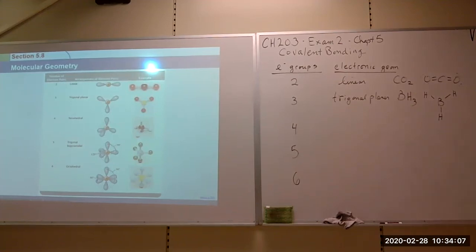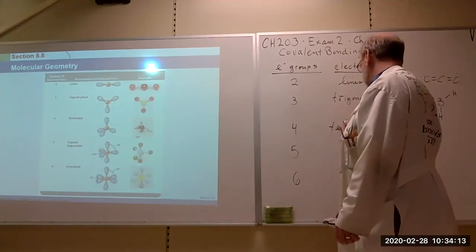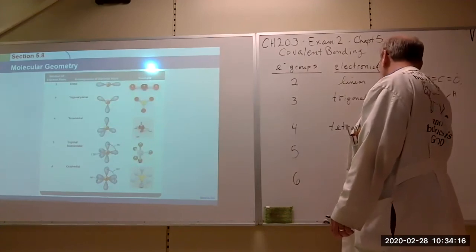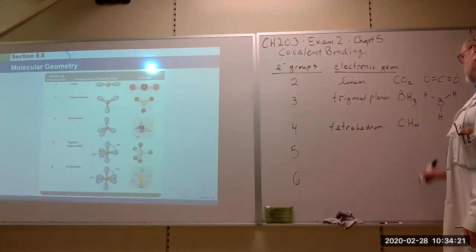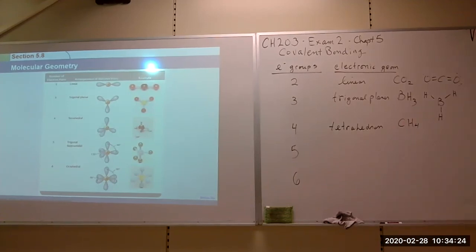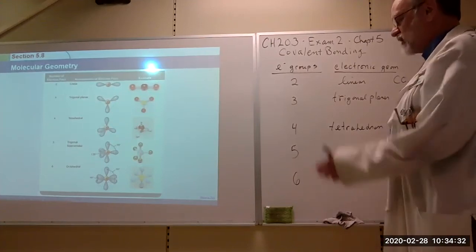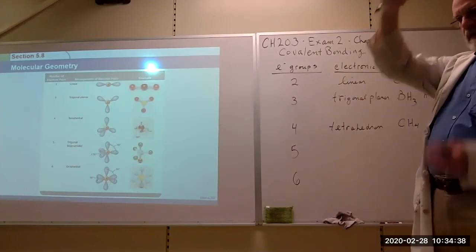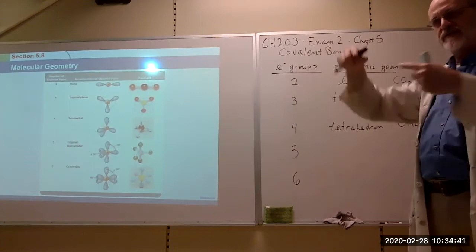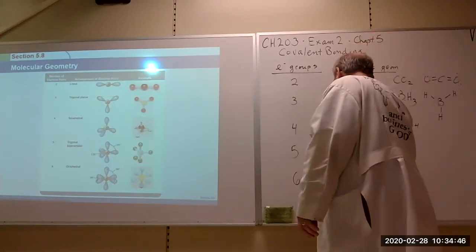Okay, back to this one. So with 4, remember that's a tetrahedron. You have 4 groups, tetrahedron, and a good example of that is methane. Right? If you have 5 groups, the most efficient arrangement is to put 2 up here and 3 around this axis. That puts them as far apart from each other as possible. And that's called a trigonal bipyramid.